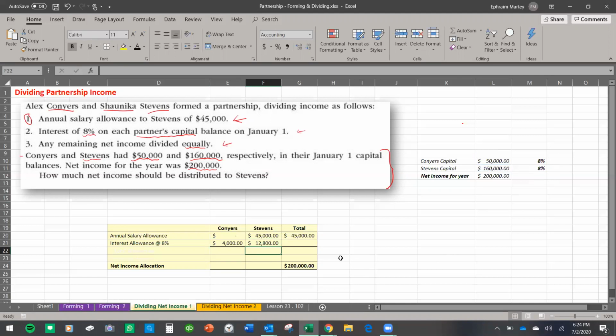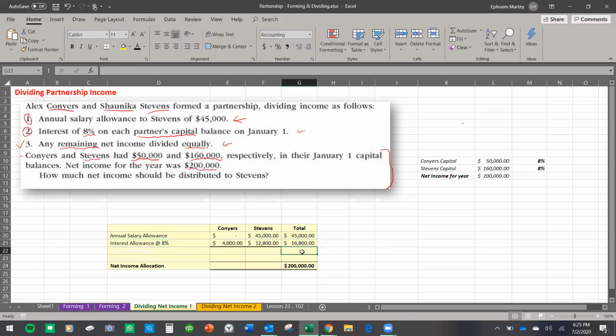So we're going to add them together. I'm just going to drag it here, and it adds those two together. So we're done with number two; we have shared it. Number three, it says remaining. How do we find the remaining? Remaining is what is left after they have shared salaries and interest allowance.